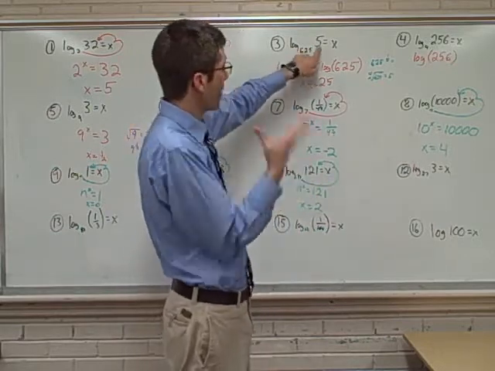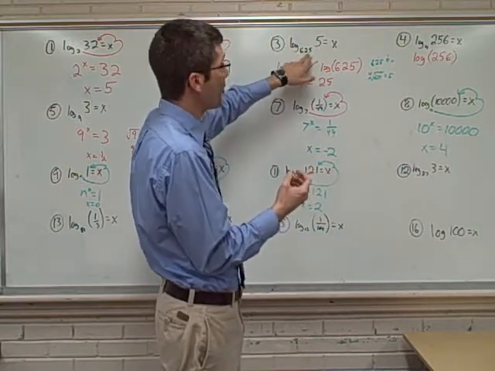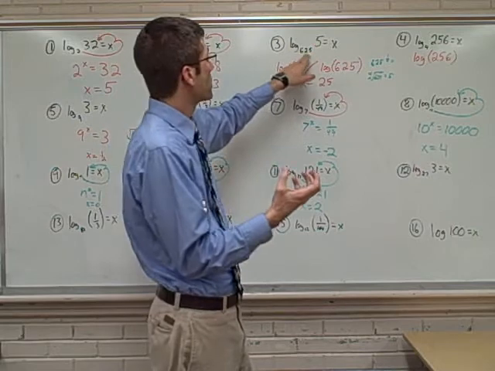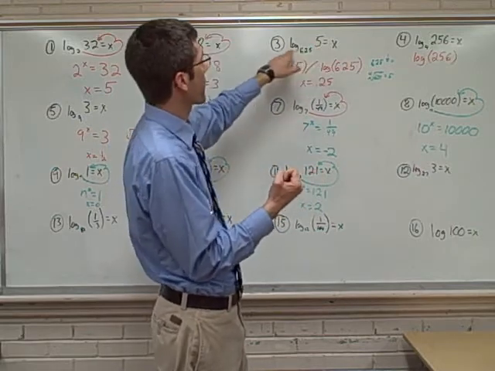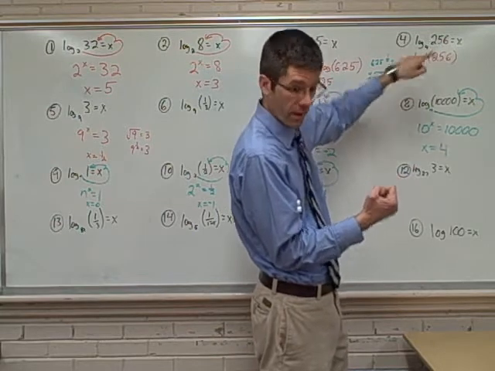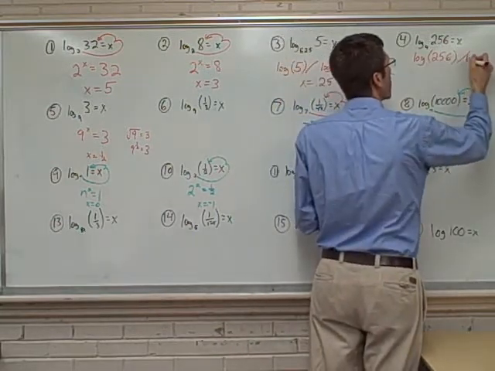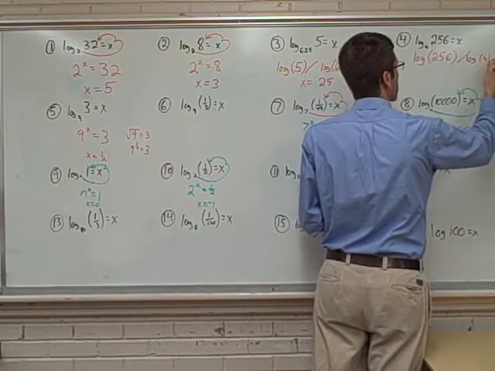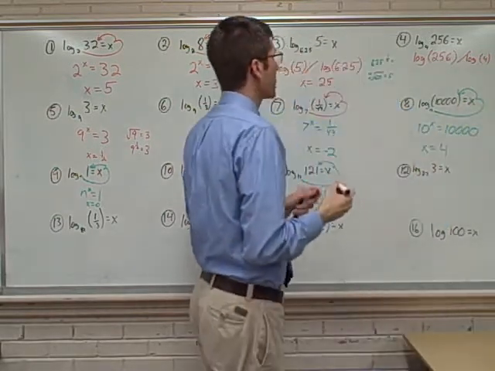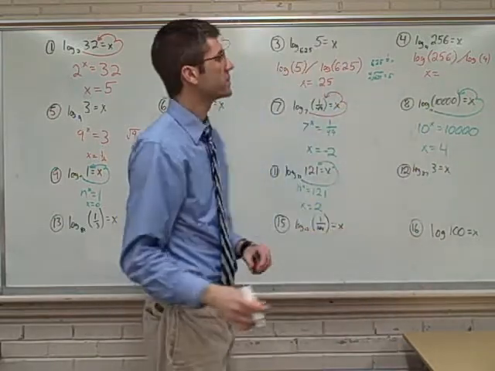So it's the log of the big number, the tall number, divided by the log of that number which is called the base. So the log of 5 divided by the log of 625. The log of 256 divided by the log of the base. This shortcut on the calculator, once you get the hang of it, is going to come in so handy. X equals, when you type that in, you'll have an answer.